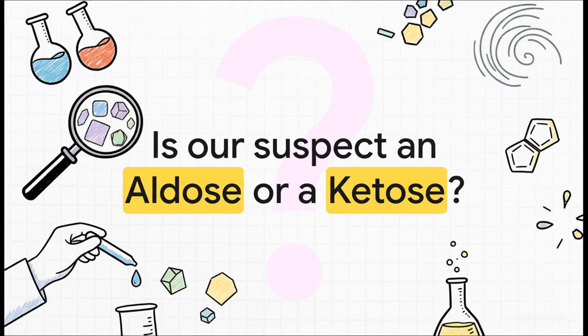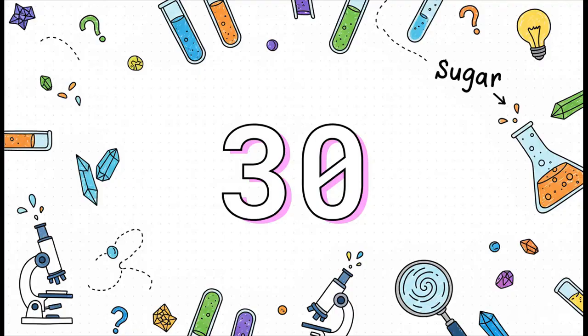Okay, we're peeling back another layer of the onion here. We're getting down to the fundamental architecture of the sugar. At their core, simple sugars are one of two things: an aldose, which has an aldehyde group, or a ketose, which has a ketone group. Think glucose versus fructose. They're built differently, and we need a test that can spot that difference. And for that, we use Seliwanoff's test.